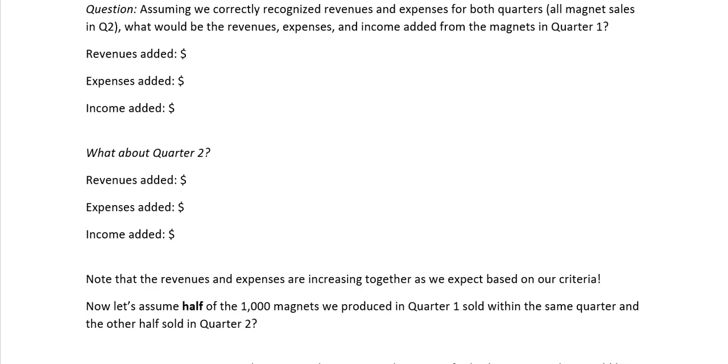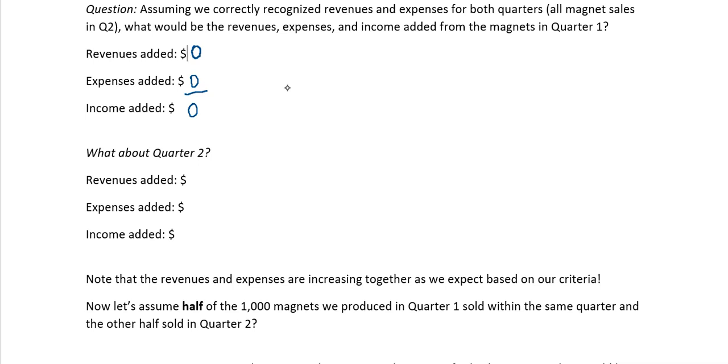And that can be in terms of using the product, or in this case, selling the product. So we have 1,000 magnets produced at $2 each in quarter one, but none of them were sold in quarter one. Therefore, we have revenue added of $0. And since the revenue added is $0, the expenses added are also 0. And our income added for quarter one is, of course, 0.